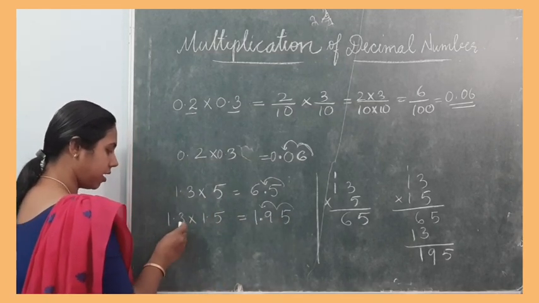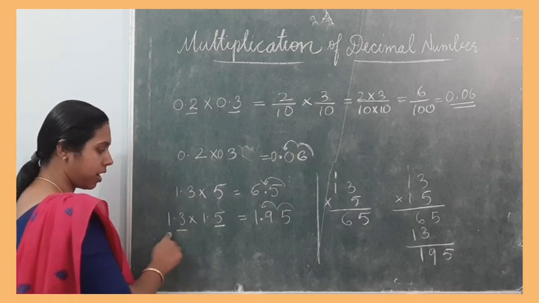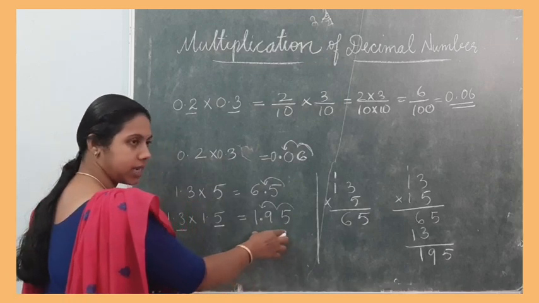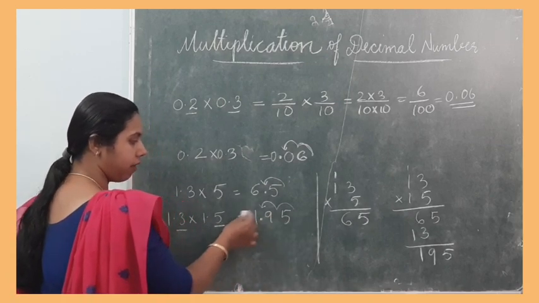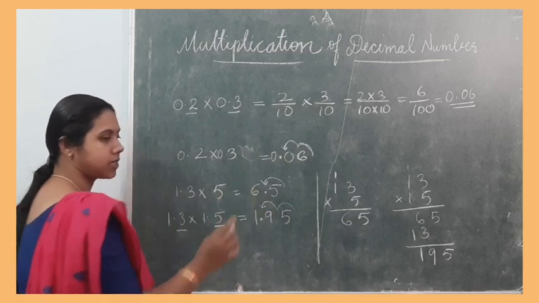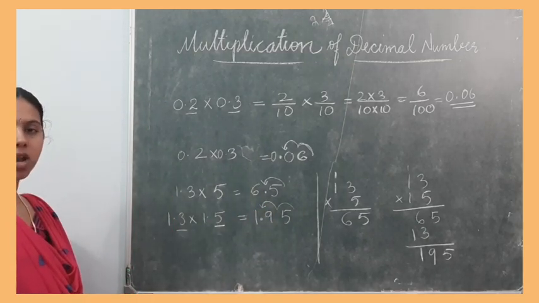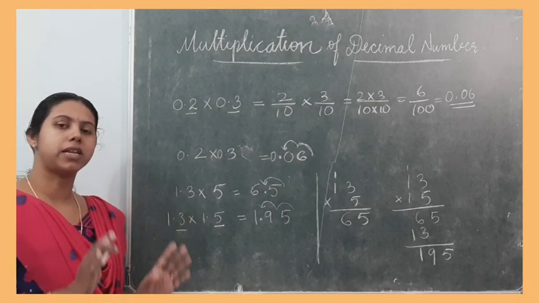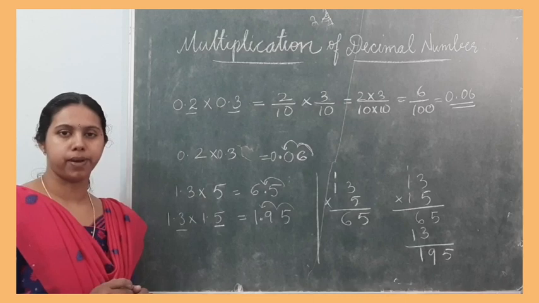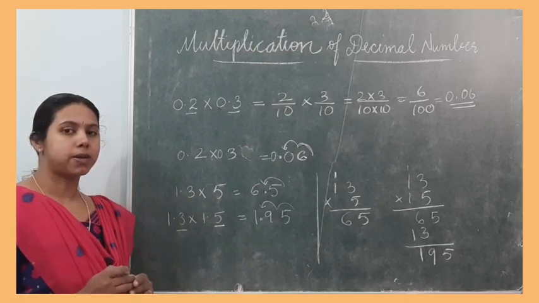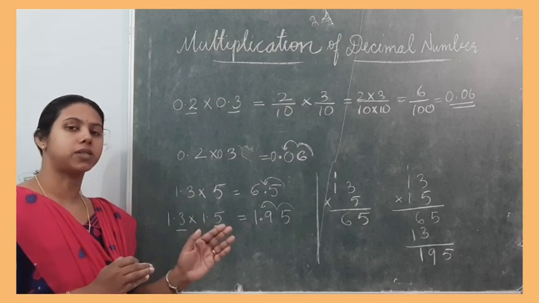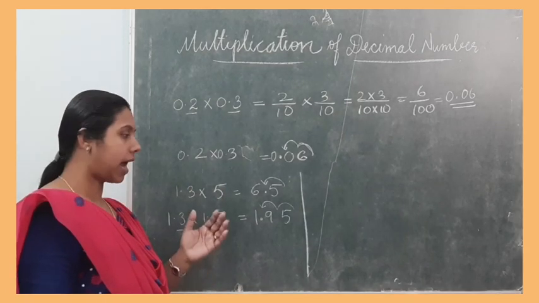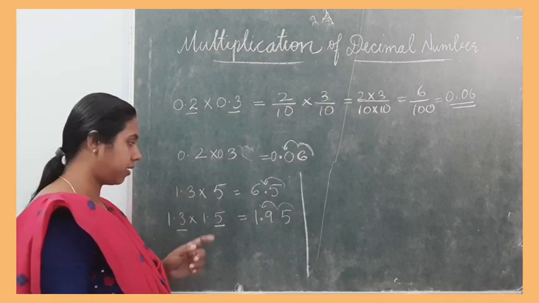In the question there is 1 decimal place here and 1 decimal here. 1 plus 1, 2 decimal places. So those 2 decimal places you put in the answer. Start from right to left. Count 2 decimal places and put the decimal point. So while multiplying a decimal number and a whole number, you just multiply as a whole number, and however many decimal places are in the question, that many decimal places you put in the answer also. You can verify these answers by using fractions.